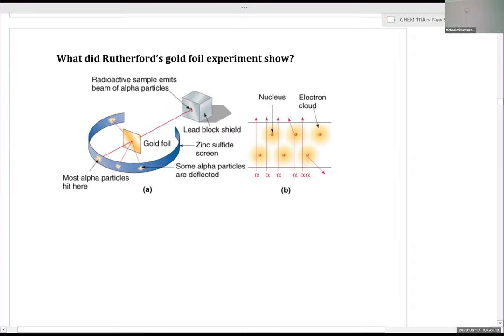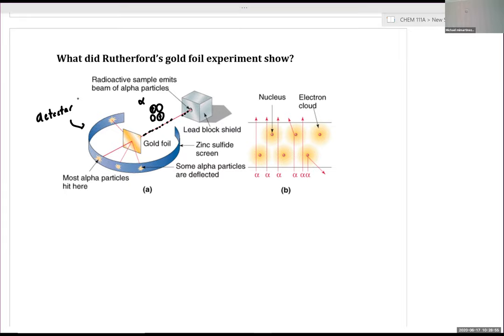In this experiment, we have a radioactive sample that is emitting alpha particles. You can think of an alpha particle as a clump of protons and neutrons. Let me draw that a little bit better. This is known as an alpha particle. This beam of alpha particles is shot at a sheet of gold foil, and we have a detector surrounding that sheet of gold foil, which allows us to observe where these alpha particles end up after they impact the gold foil.